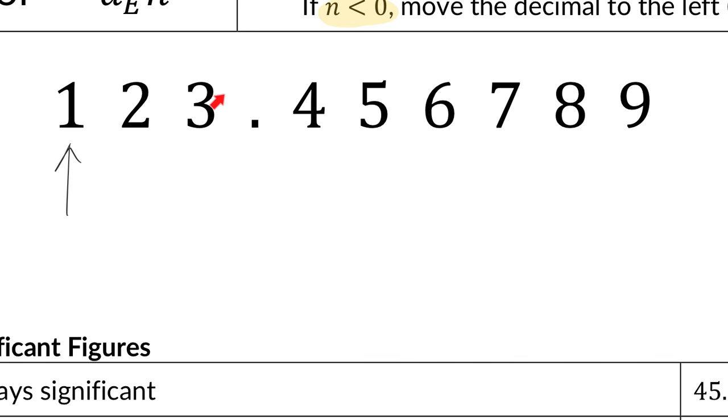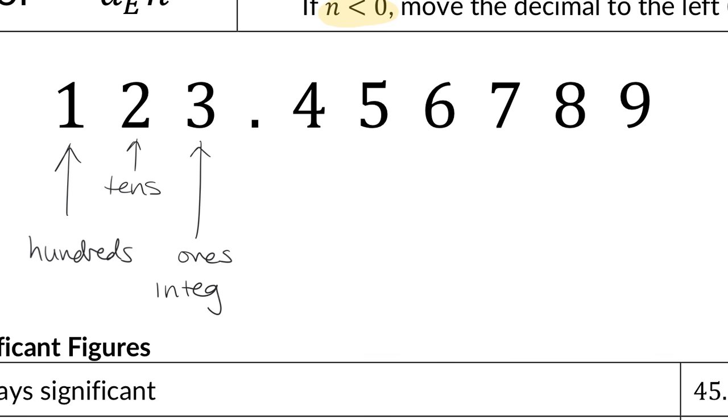The ones would be here. What is that one? The hundreds. What's this one right here? Tens. Just the tens. And then this one is called the ones. Or more likely what you're going to hear them called is the integer.